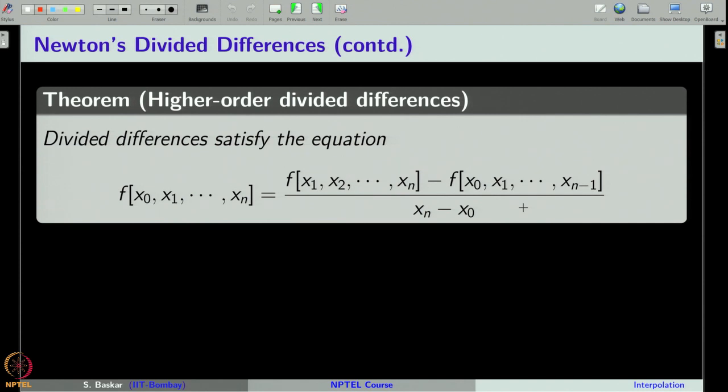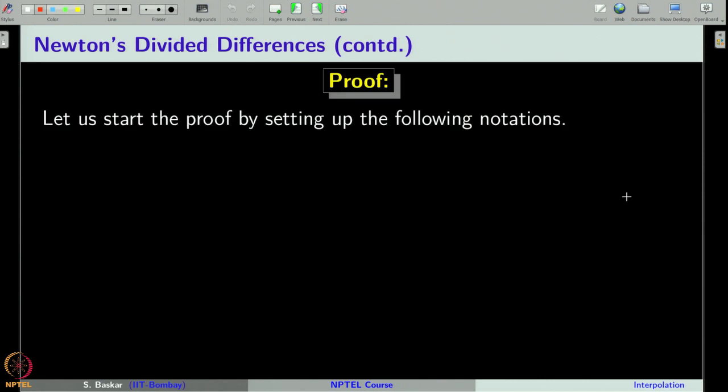Now, let us go to derive the actual formula for the nth order divided difference. Note that the formula is given like this. Let us see how to derive this formula. Let us start the derivation of this formula by setting up a few notations.